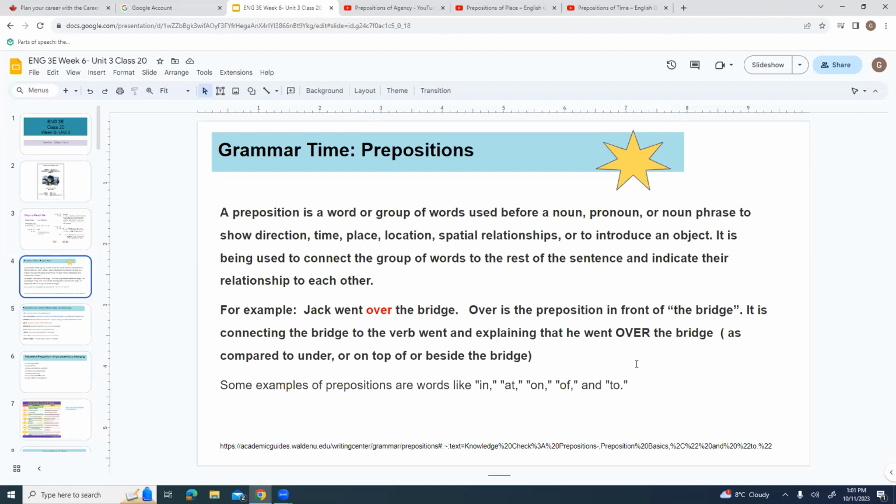So for example, Jack went over the bridge. Over is the preposition in front of the bridge. It's connecting the word bridge to the verb went and explaining that he went over the bridge as compared to under or on top of or beside. Some other examples of prepositions are words like in, at, on, of, and to.